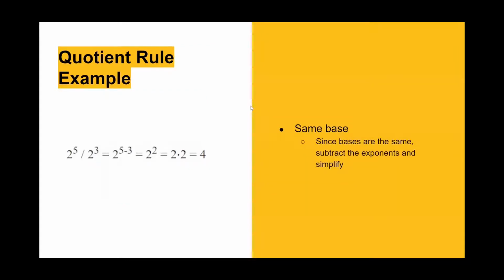So for the quotient rule example, we have a same base example here. Since the bases are the same, you subtract the exponents and simplify. So you have 2 raised to the 5th divided by 2 raised to the 3rd, and it ends up being 2 raised to 5 minus 3, which is 2 raised to 2, and that equals 4.